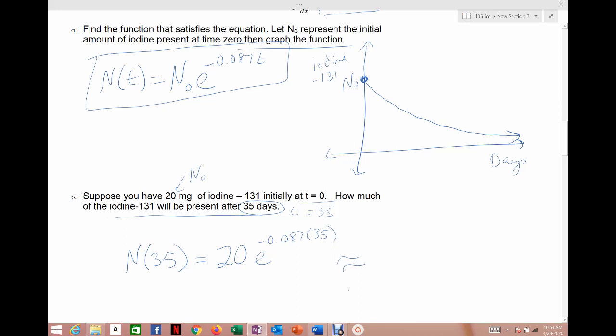Now I'm just going to round a few decimal places. 35 days is pretty far down the line, and it decays by 8% per day, so I probably don't have a whole lot left at this point. When I plug that in, it comes out to 0.952, and the units are milligrams. So again, less than a milligram left after 35 days. It's decayed almost all away, right? We've lost over 19 milligrams of our iodine in 35 days.